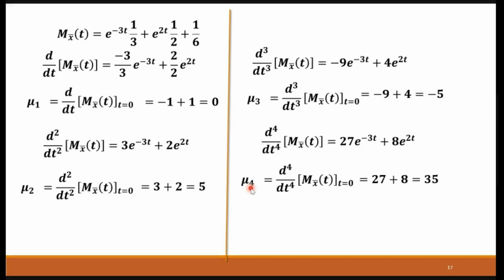Yes, correct है. mu1 has to be equal to 0. तो mu1 का वैल्यू अपने आप 0 आ गया यहाँ पे. mu2 का वैल्यू 5 आया. mu3 is -5. mu4 is 35. ठीक है.